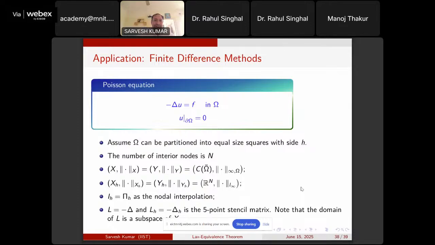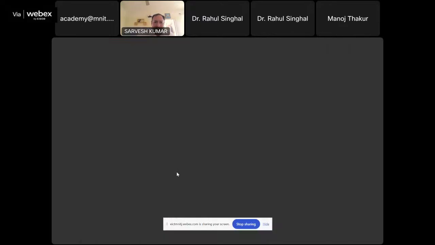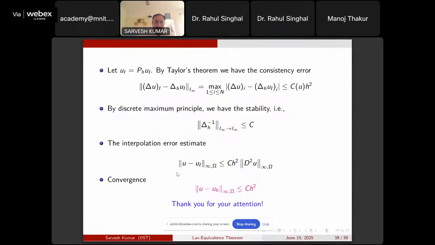Maybe just one application of finite difference schemes for the Lax equivalence theorem. I'll quickly finish. Suppose you have a Laplace equation and you apply the finite difference method. So it is straightforward. By using the Lax equivalence theorem, you can prove that this is convergent with order 2. Okay, so I stop here. Thank you so much. If you have questions, I am ready to answer.